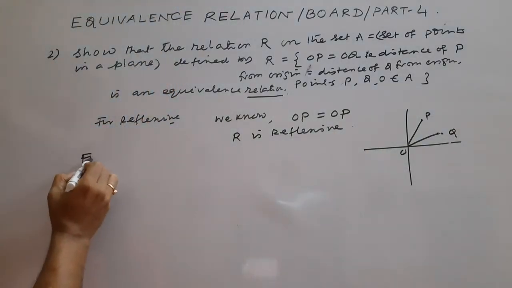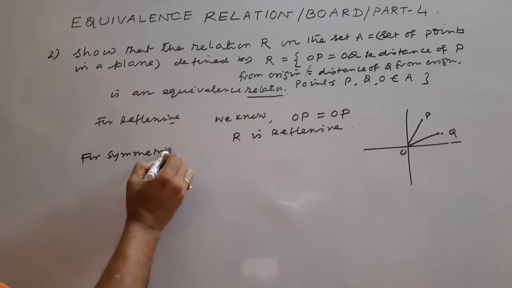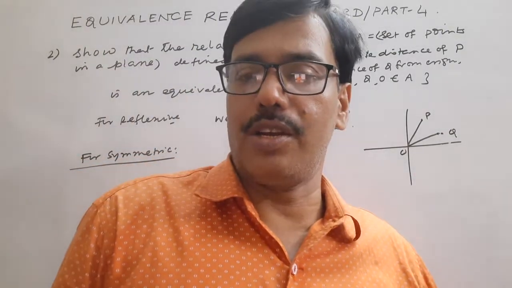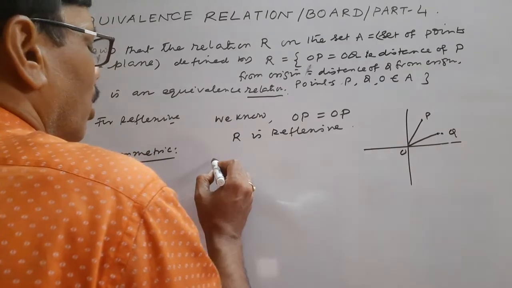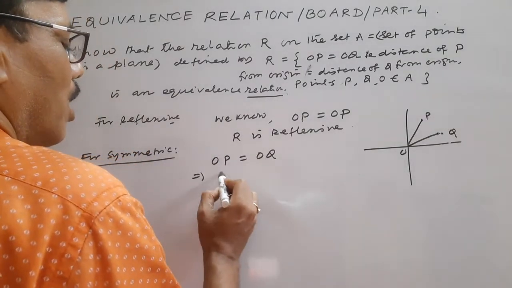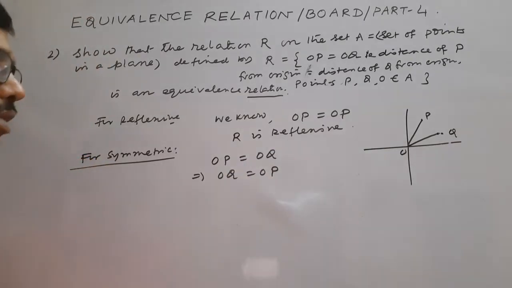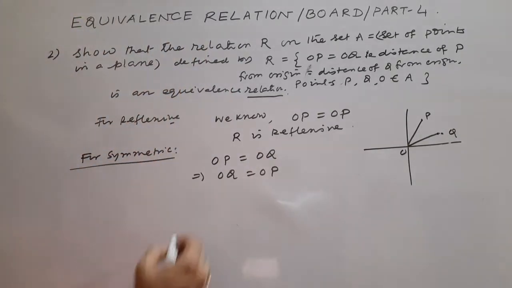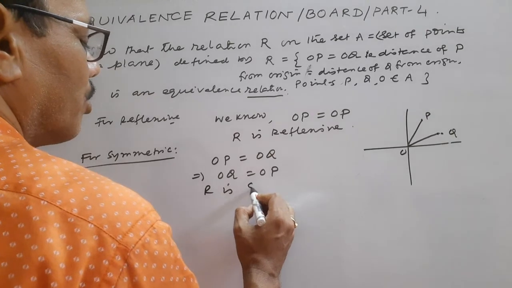Now for symmetric, it is an idea of two-dimensional geometry. OP equals OQ is given. This implies OQ equals OP. The reverse is also true. So R is symmetric.